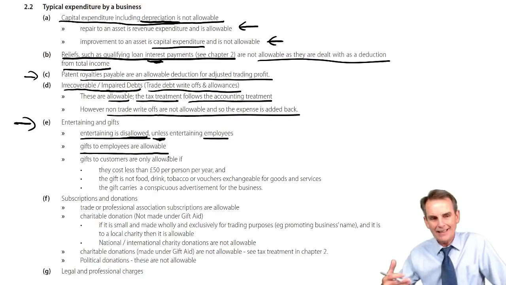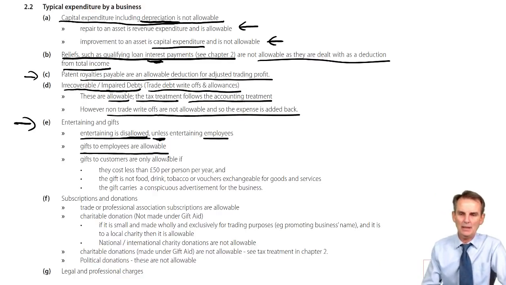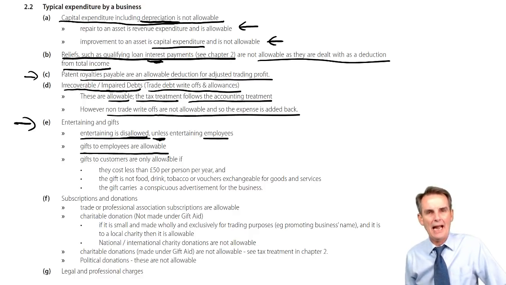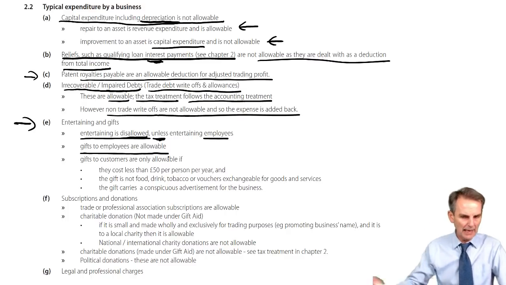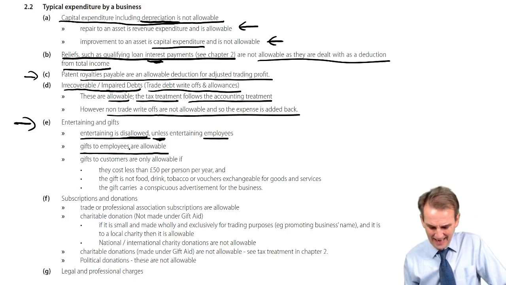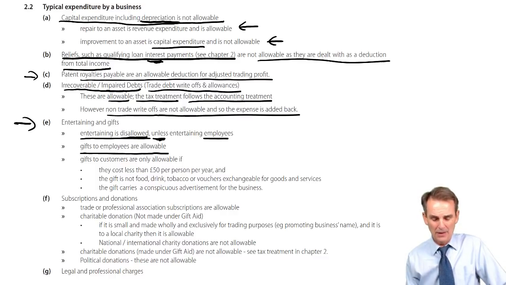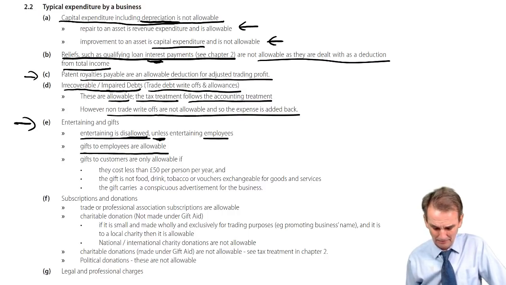Again, when you provide these benefits to employees, what we will do is to look in Chapter 9 at employment income to see whether the individual should be taxed on any element of those benefits provided. Now, they won't all be taxable, but some of them will, but that's for Chapter 9. Here, entertaining is disallowed unless it's entertaining employees, allowable. Gifts to employees, allowable, because in the context of those two, there's a possibility that we'll treat it as employment income, but that's Chapter 9 and we'll see that later.